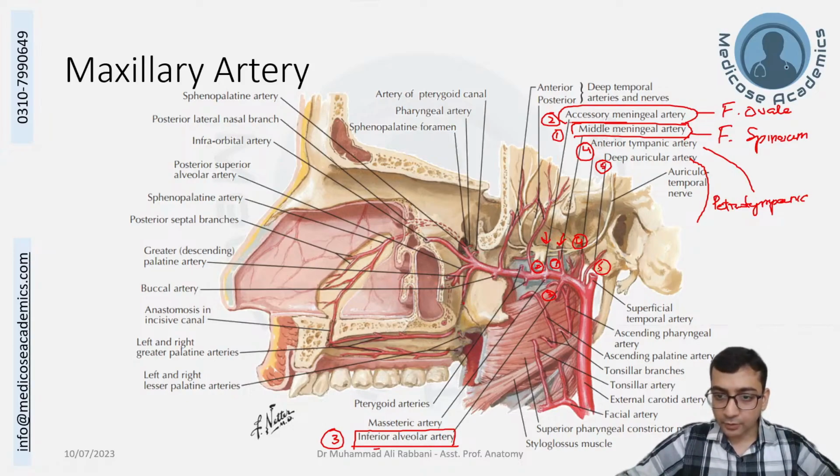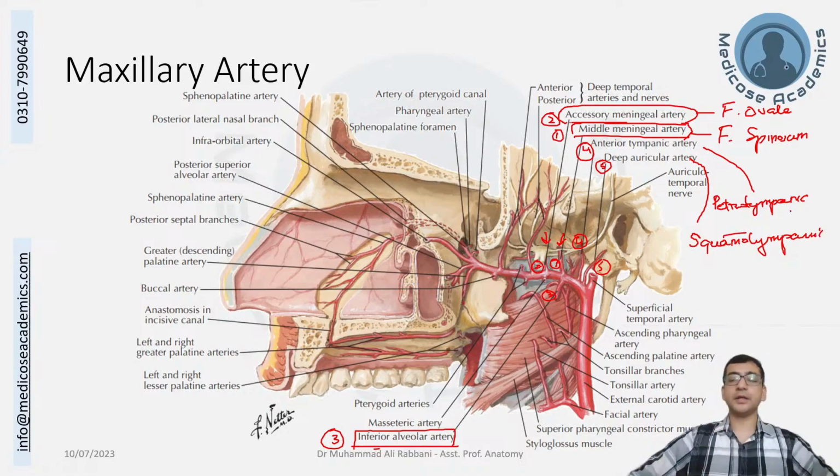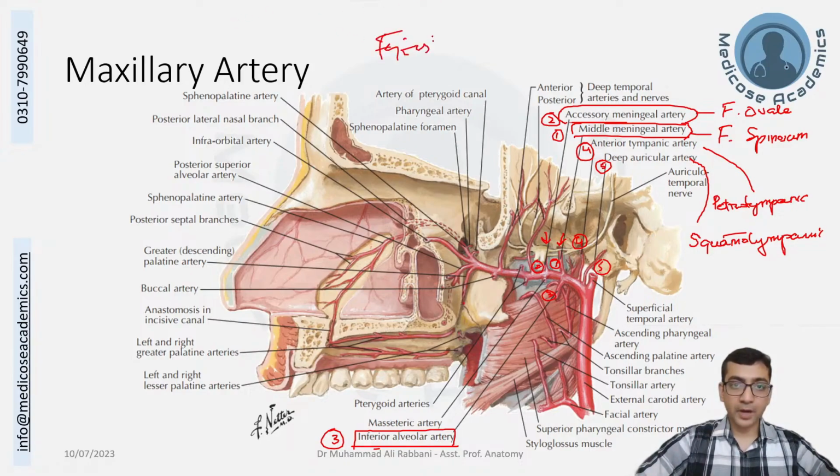And the one that is going on the back aspect, shown here, it is moving between the squamous part and the petrous part, temporal part. It is called squamotympanic. So here they are both entering the parts. So here we are done with the first part of the maxillary artery.